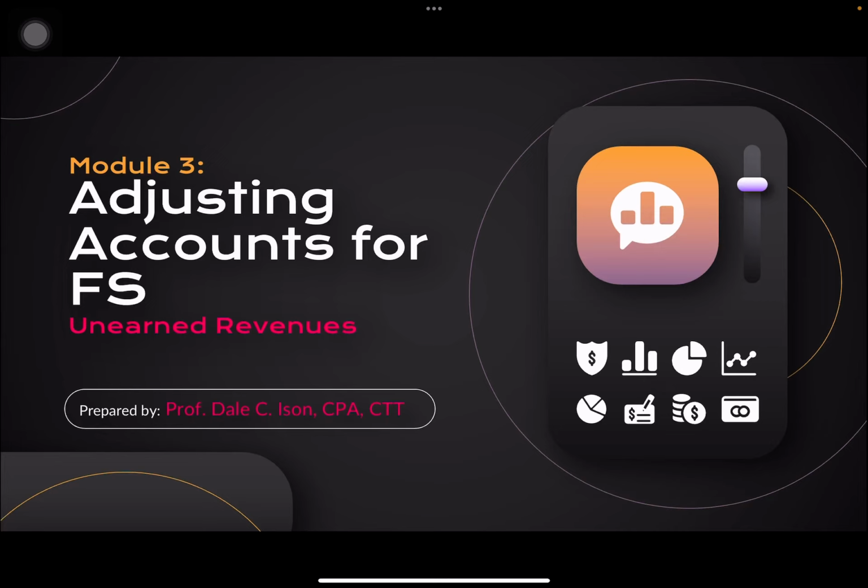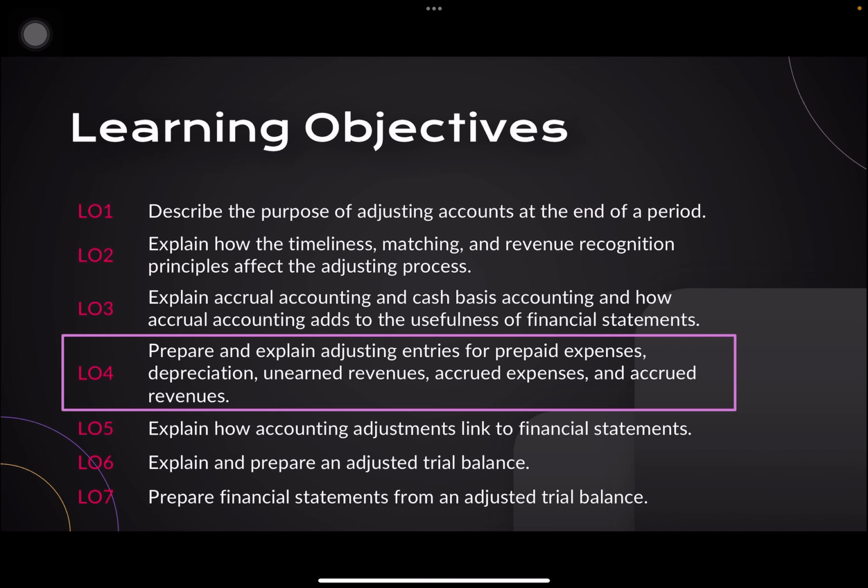Hi class. So for this session, we will still be talking about adjusting accounts for financial statements, and we will be focusing on unearned revenues. So we would like to prepare and explain adjusting entries for unearned revenues.